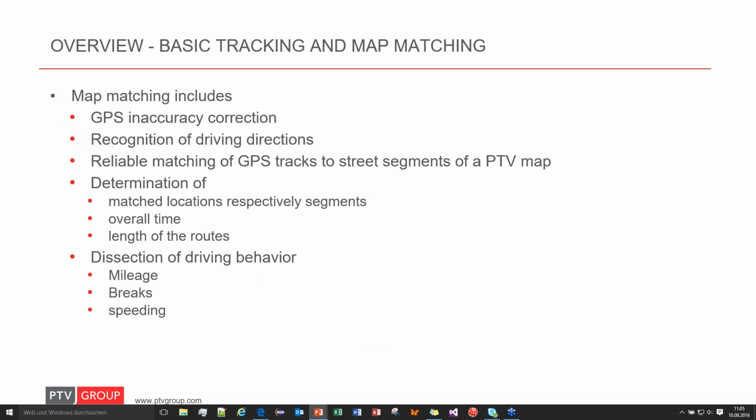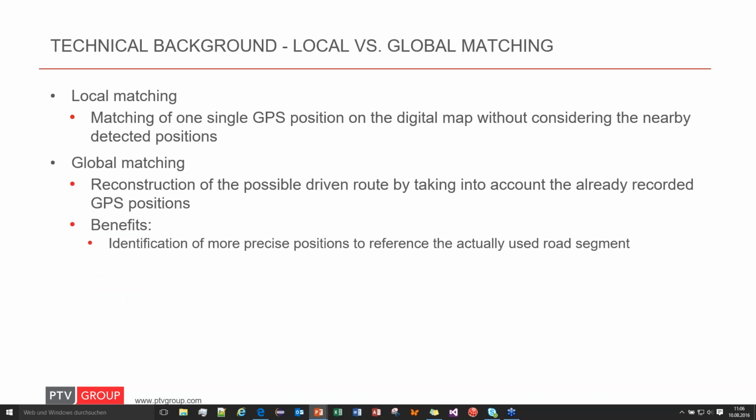Map matching comprises the following ingredients. Since the GPS signal is not accurate, proper map matching needs to do a correction. This is done by taking into account the driving direction so that a reliable matching of GPS tracks to street segments of a PTV map can be achieved. During the map matching process, the matched locations, respectively the segments of the route network, the overall time and the length of the routes are determined. Moreover, the driving behavior, including mileage, brakes and speeding, can be dissected. So far to my part, and now I hand over to Joost.